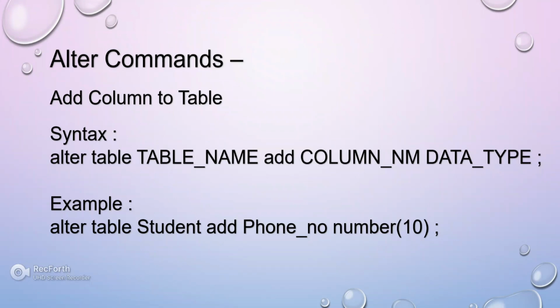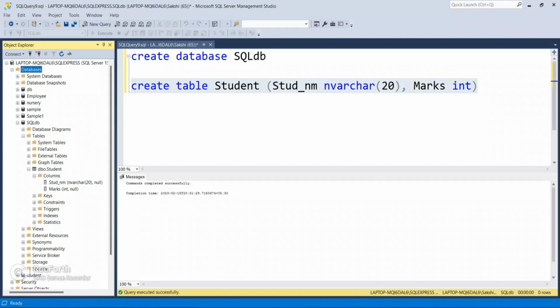Syntax is alter table, then table name. Table name means student, where we want to alter the columns. Then we have to add the column name with its data type. That means which column name we want to add to the table. Then example, alter table student, add phone number and its data type. Here we are adding phone number to the table student.